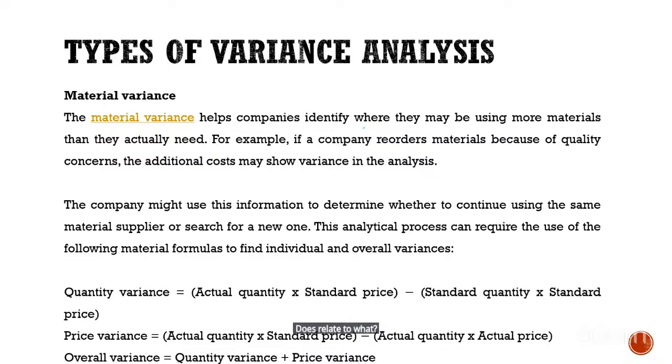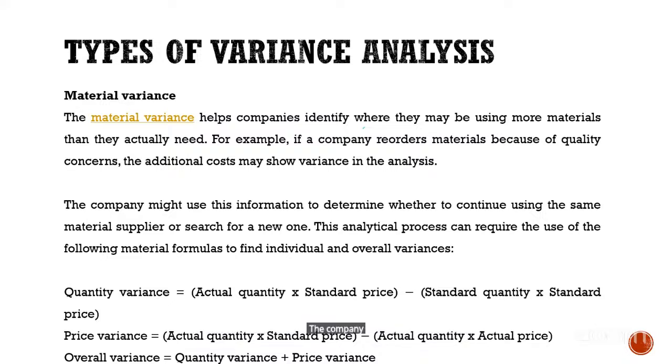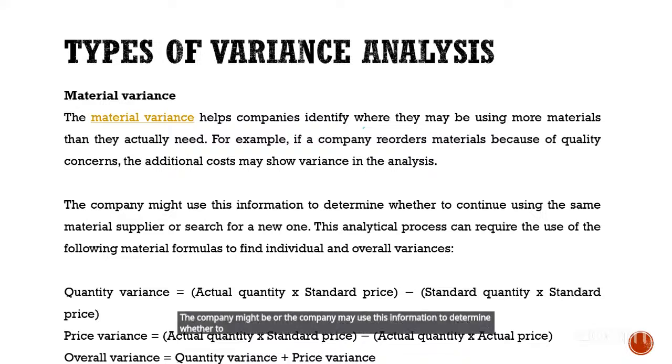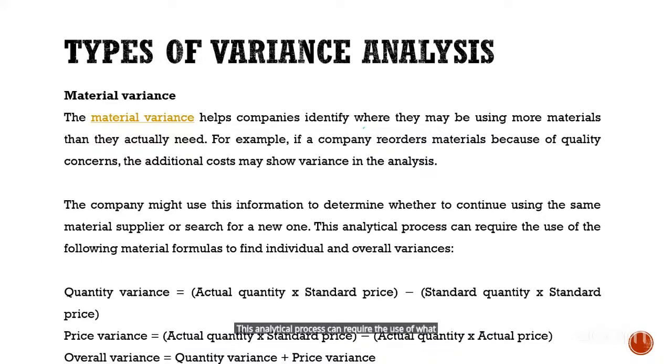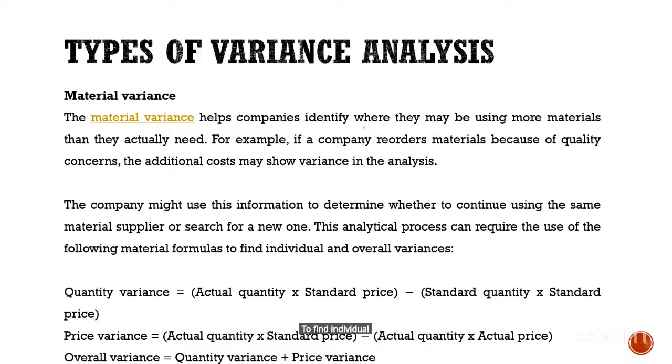It will lead to variance, a difference between actual and budgeted. The company may use this information to determine whether to continue using the same material supplies or research for a new one. This analytical process can require the use of the following mathematical formula to find individual and overall variances. Now, quantity variance. Quantity variance is what?